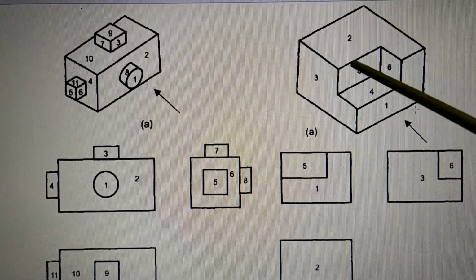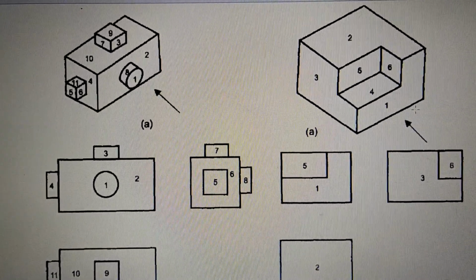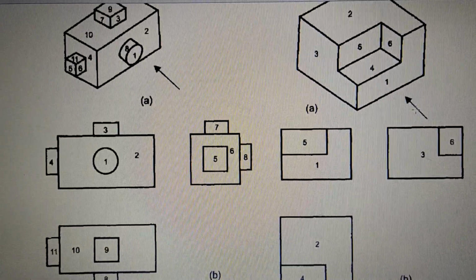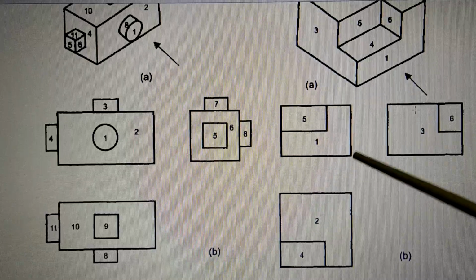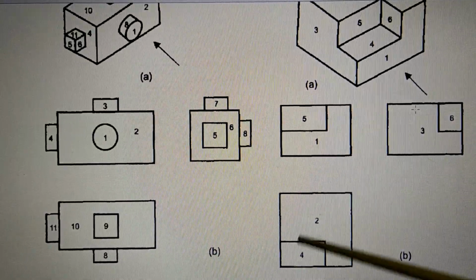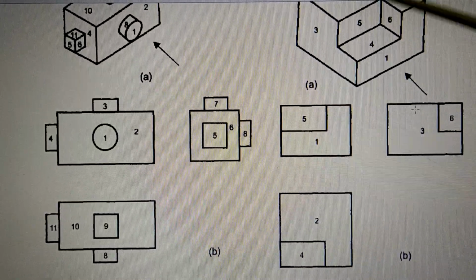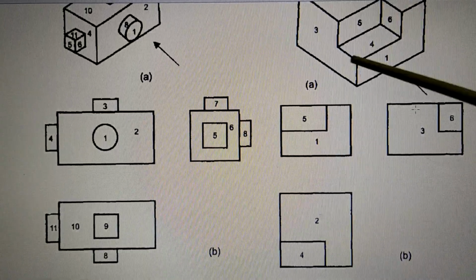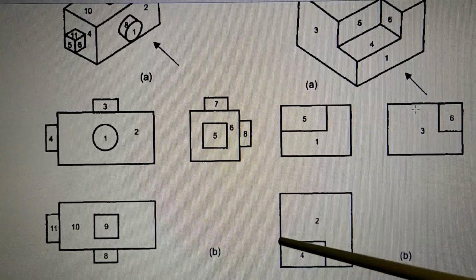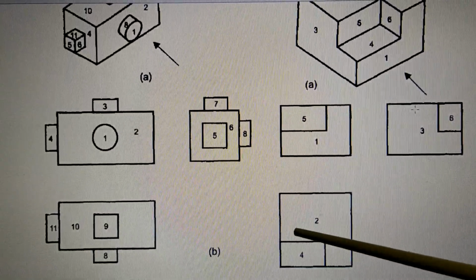Then when you see from above, the top view is drawn here. So in the top view, you see the upper top surface 2, surface 4 here. 5 not seen, it is a line. 6 not seen, it is here. 3 not seen, it is here. So that was the top view.